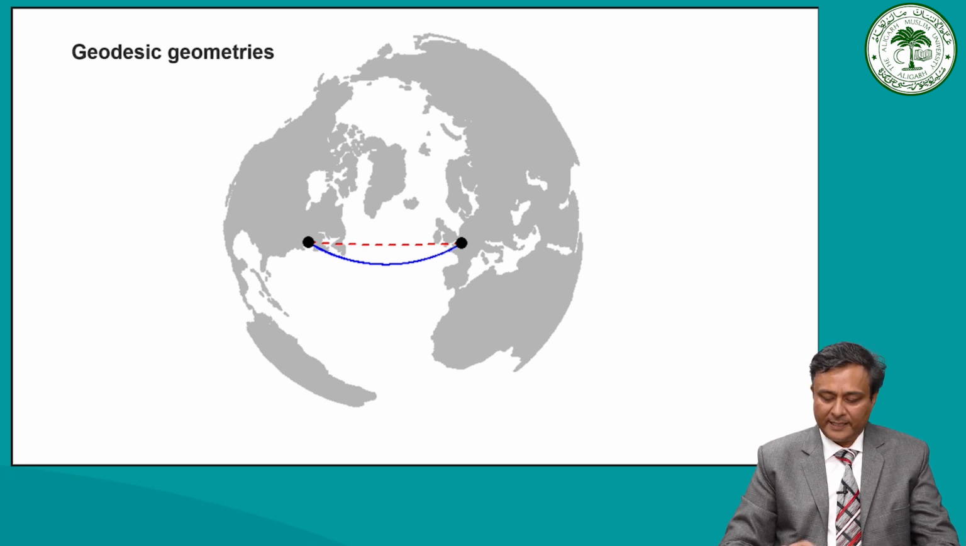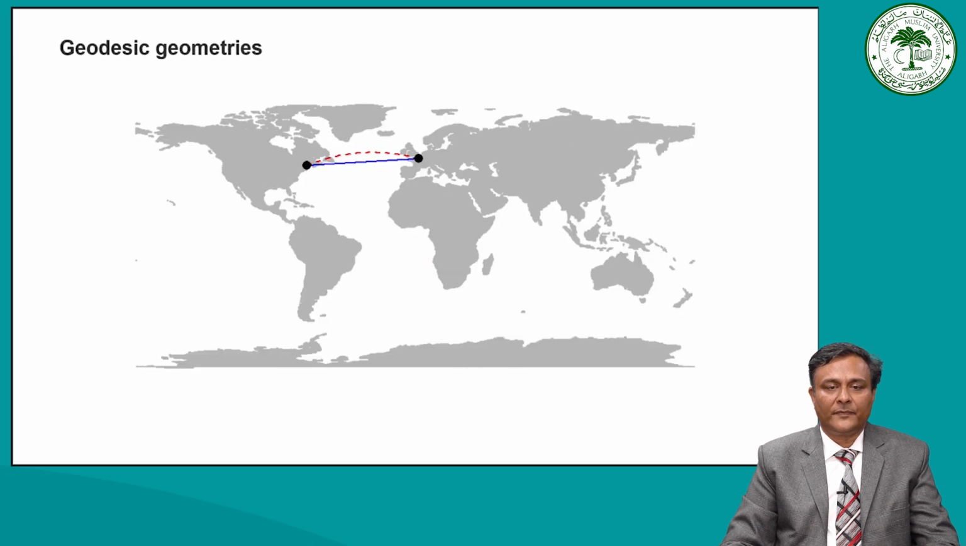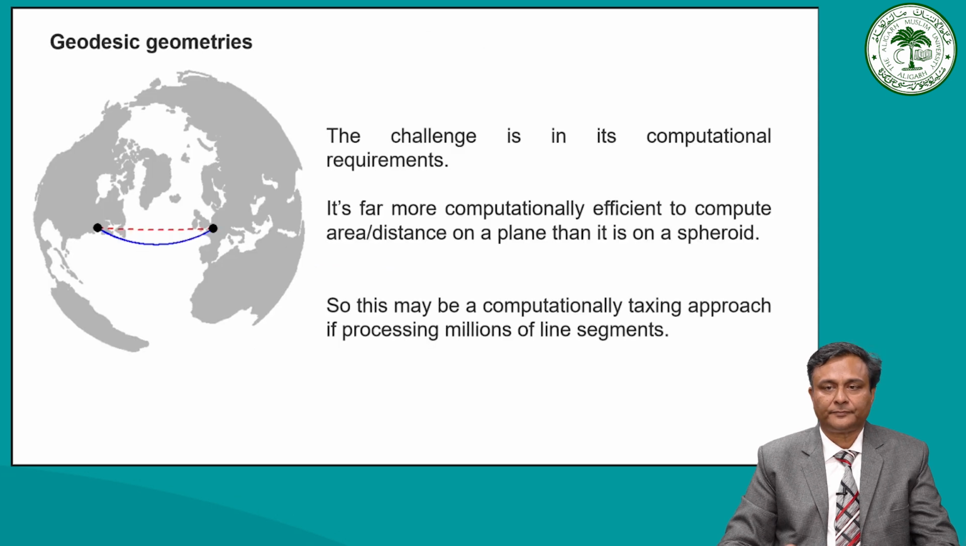So in the previous diagram, here you see it is not this one, this one. Here you see it is far more, but here the distortion when we move towards the pole is far greater. So in many cases, a geodesic approach to spatial operations can be perfectly acceptable and is even encouraged.